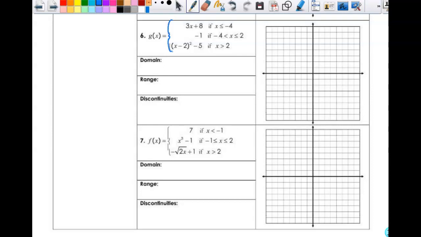Okay, so I'm going to start here. X is less than or equal to negative 4. So I substitute in a negative 4 here. 3 times negative 4 is negative 12, plus 8 is negative 4. If you need to jot that stuff down, that's fine, but it's a negative 4. So I'm going to go to negative 4, negative 4. And that is a closed circle because it's included.